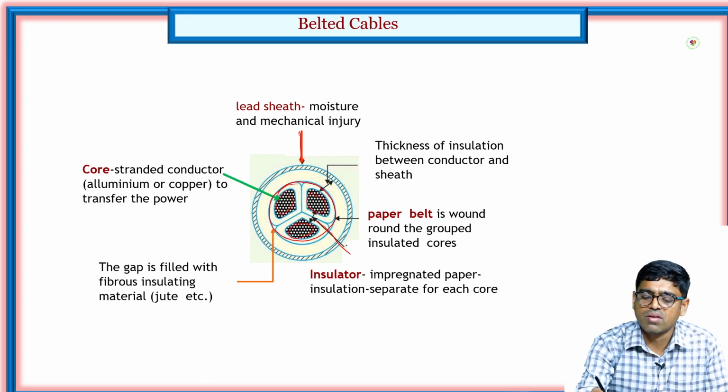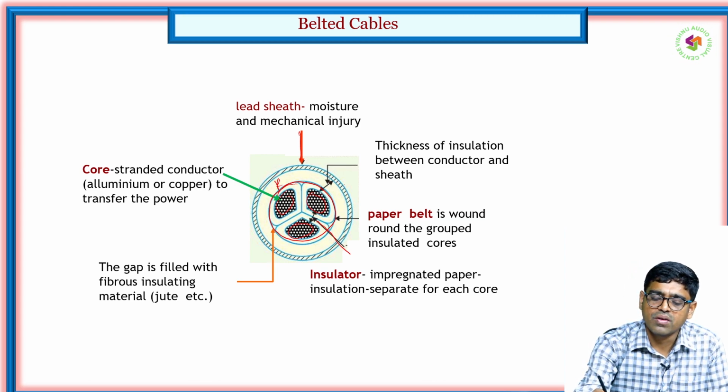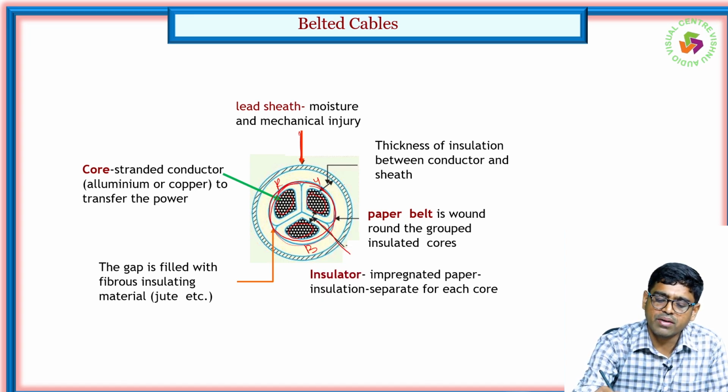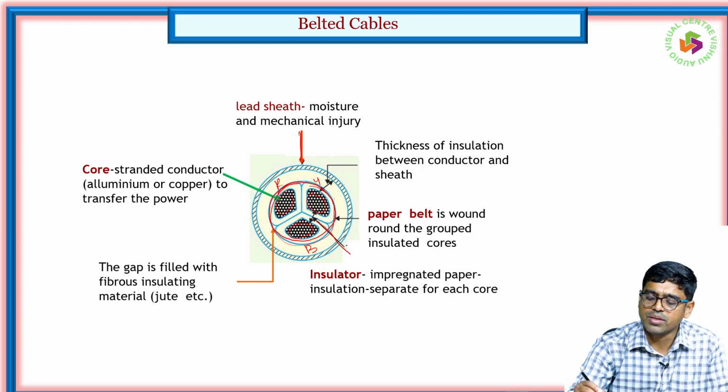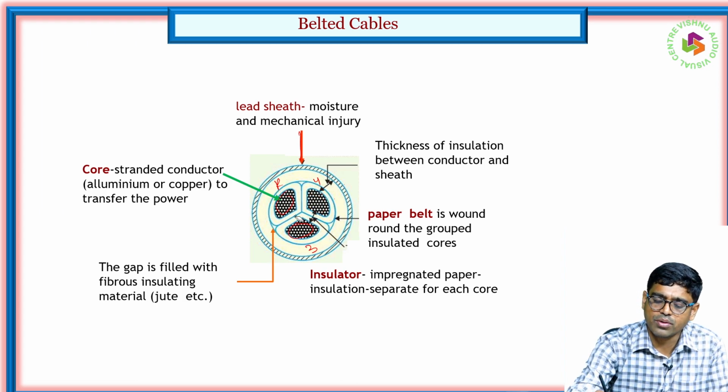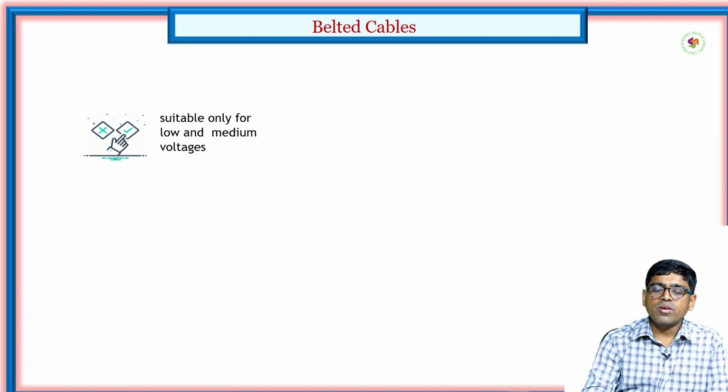Belted cable means R, Y, B phases. Three phases will be belted like this, with a belt around them. All these three phases will have lead sheath insulation, and this arrangement is there in the case of belted cable. This belted cable is suitable only for low and medium voltages.